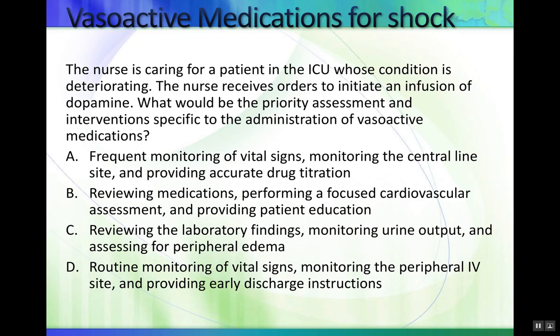What's super important, and we talked about, is A. On page 294, it talks about this. You're going to be frequently monitoring their vital signs, watching their central line site, and providing accurate drug titration. So your vital signs are every 15 minutes at least. You want to make sure you're administering vasoactive drugs through a central line and titrating them for a mean arterial pressure greater than 65. Remember, we talked about that. You never want to stop them abruptly because it could cause hemodynamic instability and lead to shock. So you always are going to titrate them.